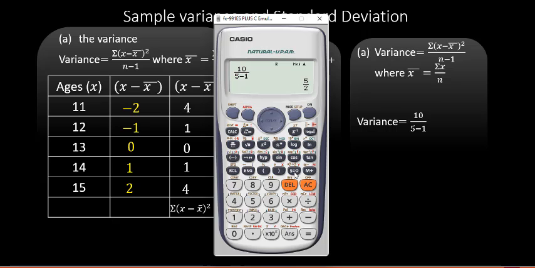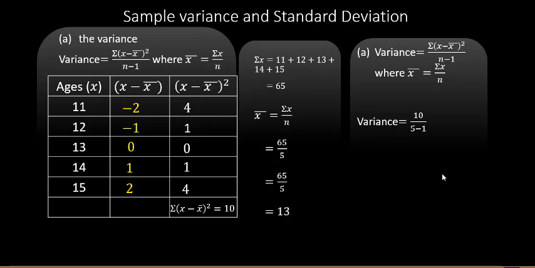But we want our answer in decimals. So what do you press? You press the SD key here, and that'll change it to decimals for us. That's 2.5. So now our answer, of course, if you simplify this further, that will give you 10 over 4, and that simplifies to the 2.5 as we got in the calculator. So that means our variance is simply 2.5.